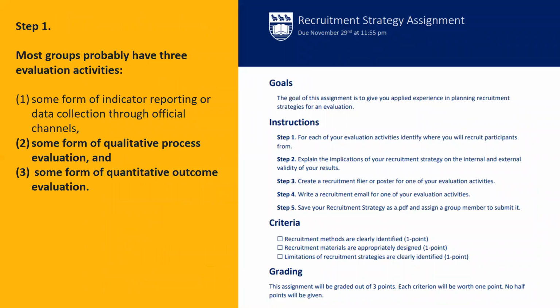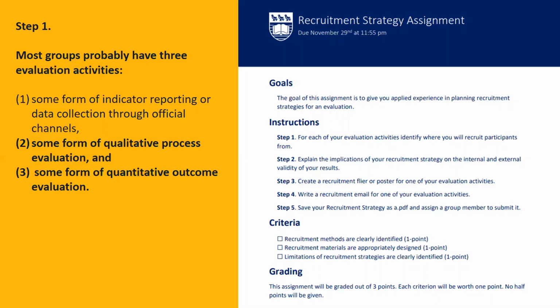And so this flows right into the assignment for this week, which is to create a recruitment strategy. Generally, most groups will have about 3 evaluation activities. Step 1 is to identify where you'll recruit your participants for each evaluation activity. Generally, groups will have some form of indicator reporting or data collection through official channels, to see how many people came through the door, how many events we held, how many training sessions we held. Those will probably not be collected through a survey, but through some official form or data collection process.